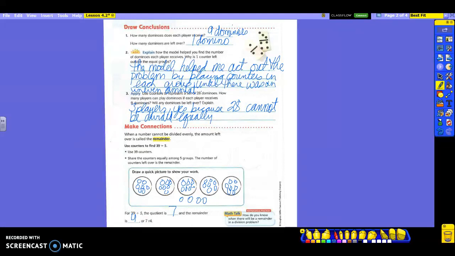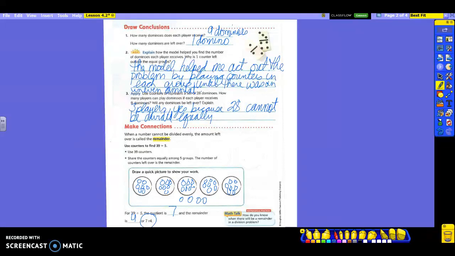Now, look at how they wrote it down here. Do you see that? 7 with an R, 4. That stands for 7, remainder 4. That's how you will write them on the next page. Okay, so it's going to give you a problem. It's going to tell you to do the things you need to do, and then you're going to write it like I just circled down there. Okay, does everybody see how that's going to work?